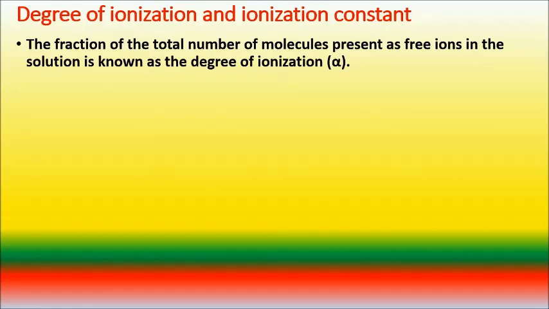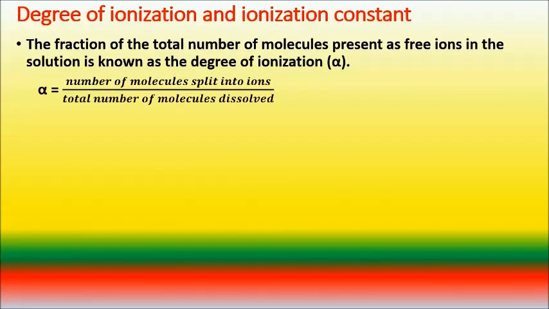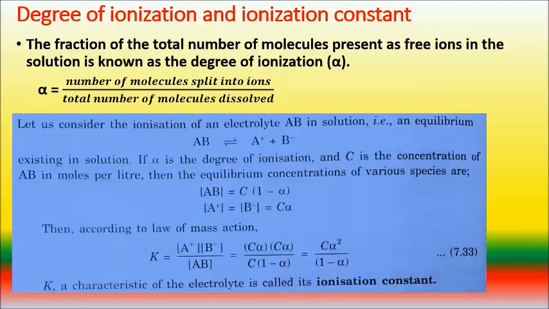The fraction of the total number of molecules present as free ions in the solution is known as the degree of ionization, and it is represented by alpha. So we can give an equation for that: alpha is equal to the number of molecules split into ions divided by the total number of molecules dissolved.